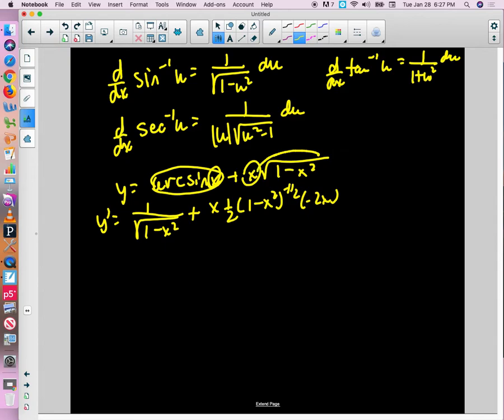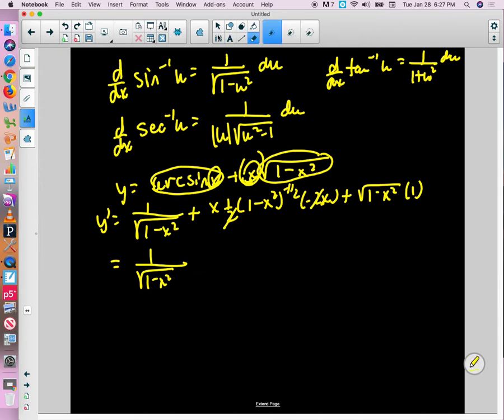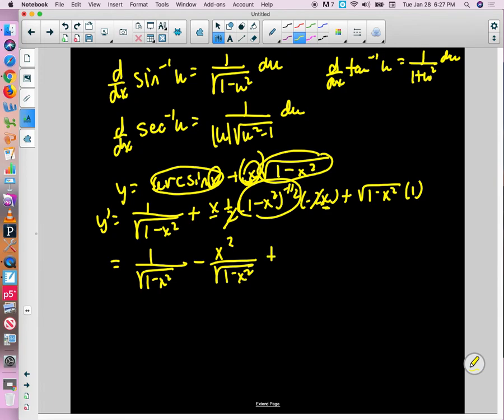All right, so I took the derivative of that, bring down my 1/2, plus the second, product rule, times derivative of the first, which is just 1. So I have 1 over the square root of 1 minus x squared. Here, these 2's cancel out, and I actually have minus x squared over the square root of 1 minus x squared, dropping my negative exponent down below, and here's these x's. And then I have plus the square root of 1 minus x squared.